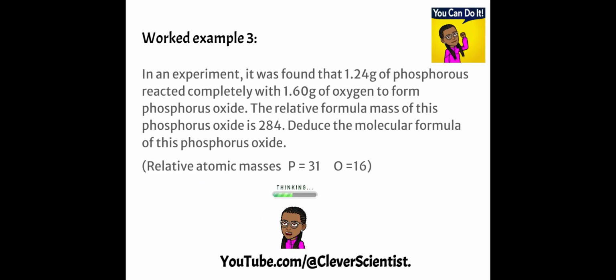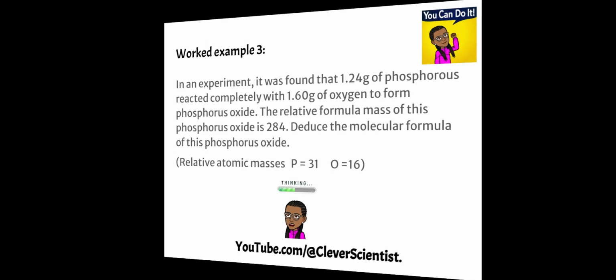Let's look at another worked example. So in an experiment, it was found that 1.24 grams of phosphorus reacted completely with 1.60 grams of oxygen to form phosphorus oxide. The relative formula mass for this phosphorus oxide is 284. Deduce the molecular formula of this phosphorus oxide. So again, we are given the relative atomic masses, so we don't have to look them up on the periodic table. And let's dive in by following the steps.